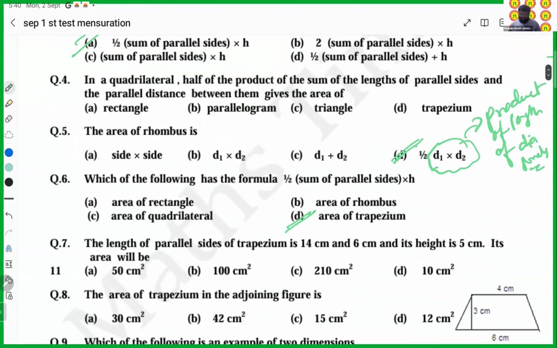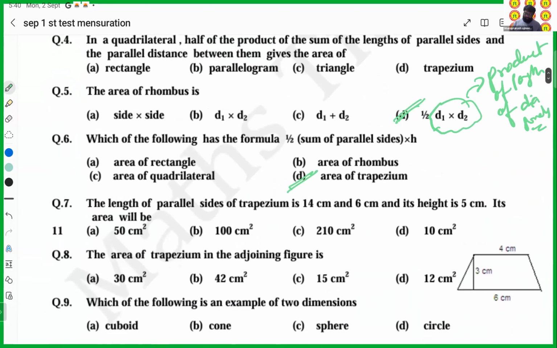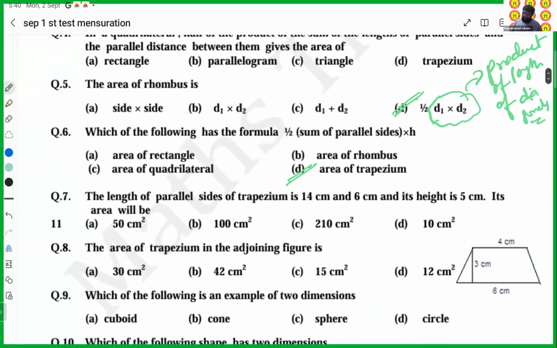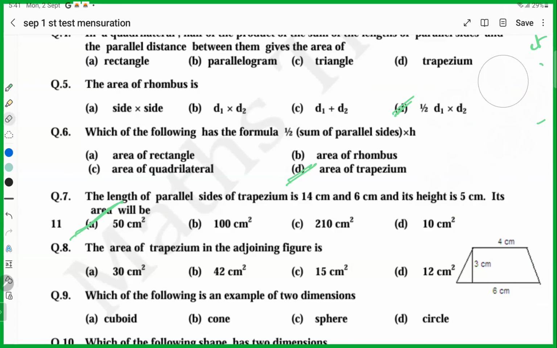Next, the lengths of the parallel sides of a trapezium are 4 and 6 centimeters and the height is 5 centimeters. Its area will be? Again similar: parallel sides and height are given, so half into 5 into (4 plus 6), that is 10, so 2 fives are 10, the answer will be 50 centimeters square. Any doubt in this? No, sir.